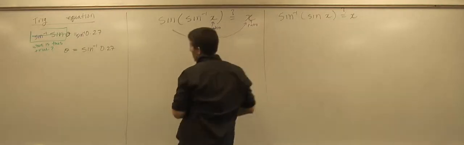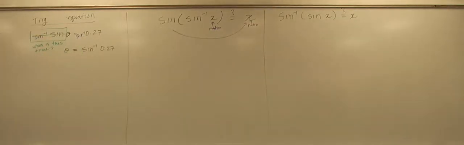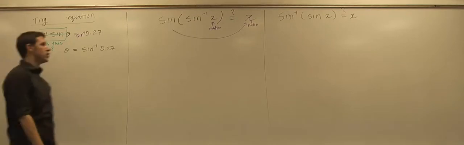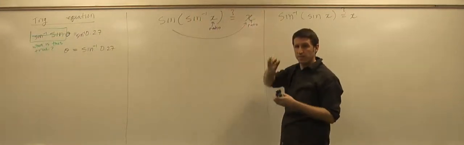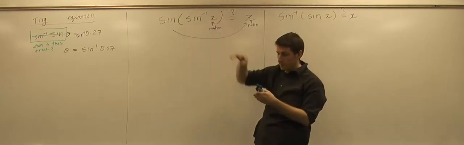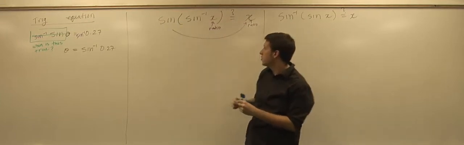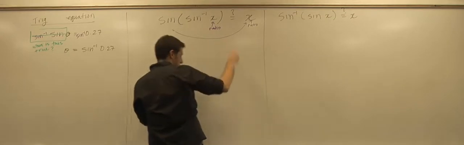This goes all the way back to the definition of sine inverse. What has to be true about the x value? Between -1 and 1. It's a ratio. So in order for this to make sense, x has to be between -1 and 1. It will make perfect sense. The equation will be true. This equation is true.